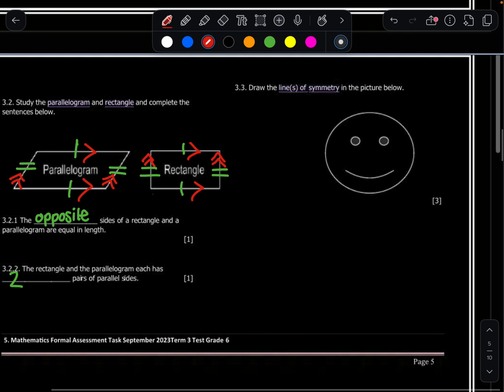Draw the lines of symmetry in the picture below. So if we want to fold this face, we can only fold it really across like this. Just like straight down the middle.